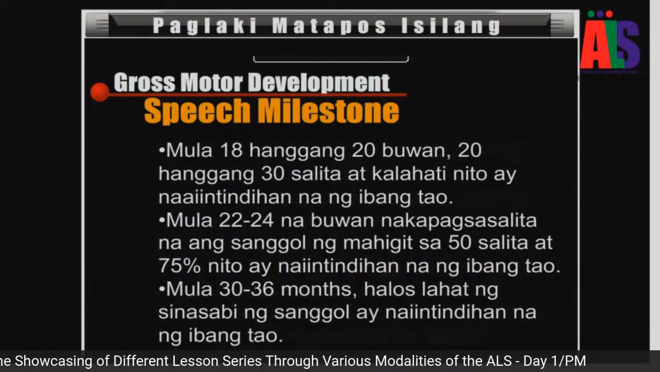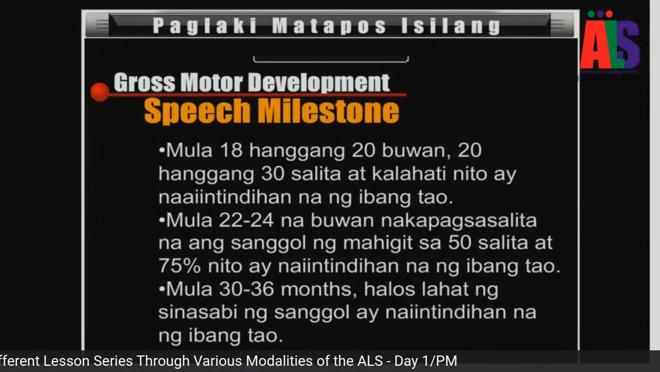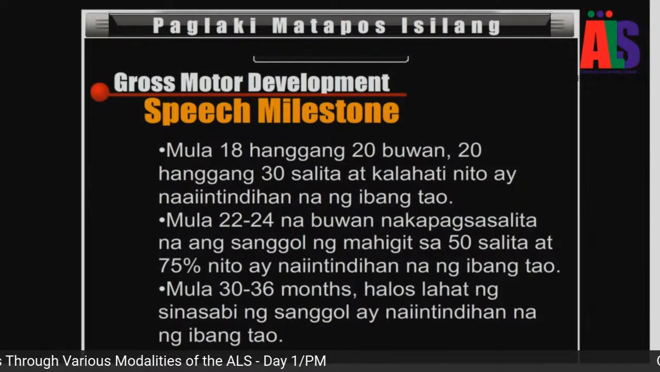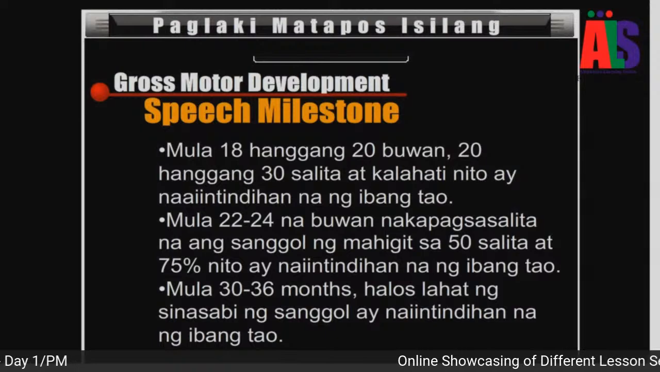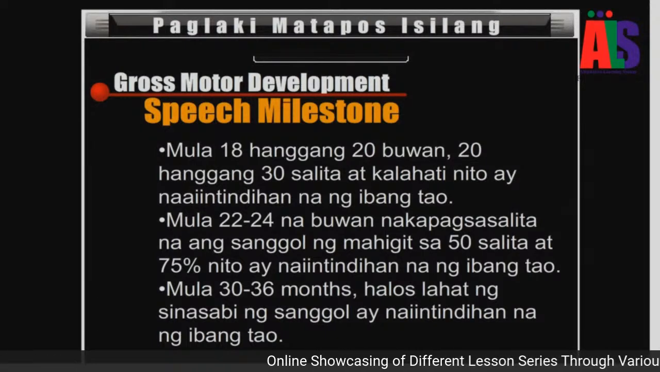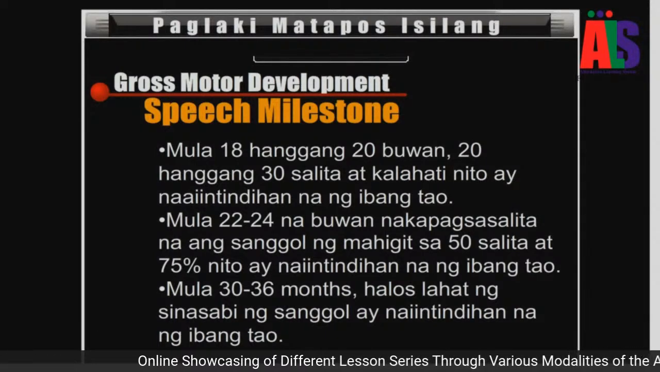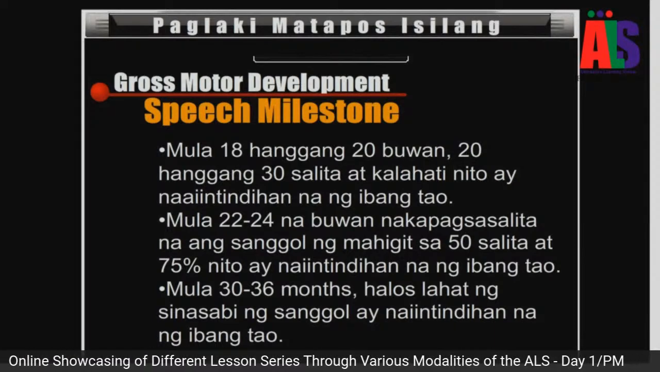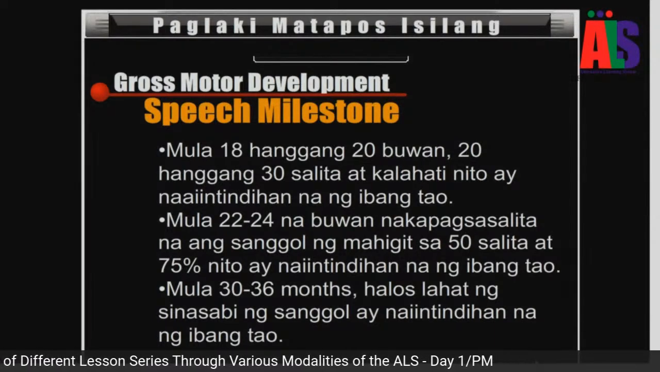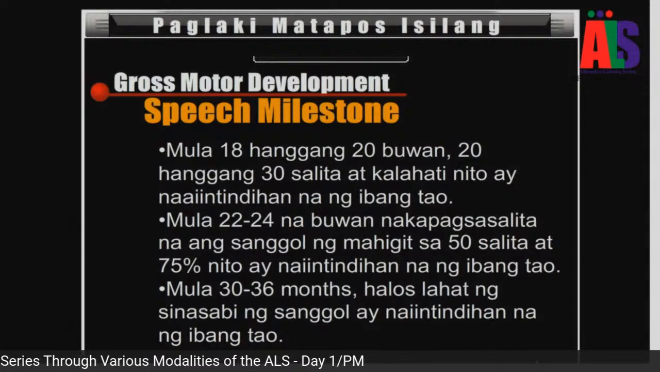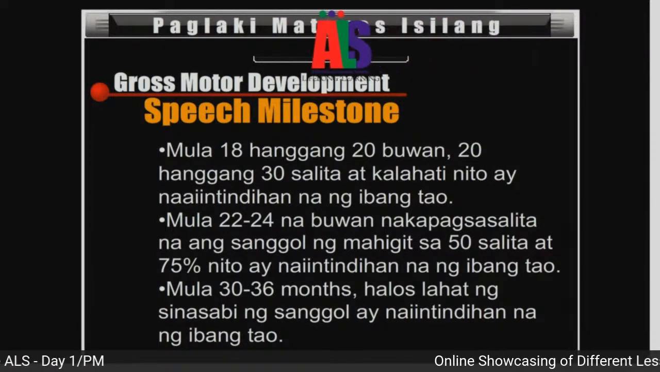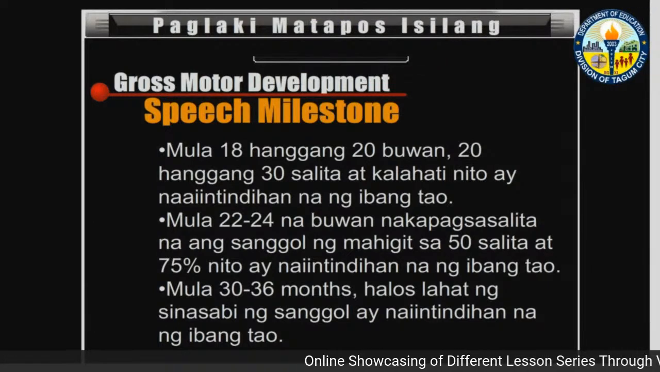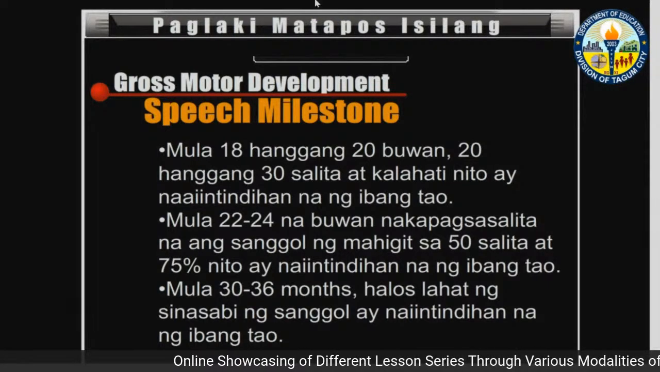Mula 18 hanggang 20 buwan, 20 hanggang 30 salita at kalahati nito ay naiintindihan na ng ibang tao. Mula 22 hanggang 24 na buwan, nakapagsasalita na ang sanggol ng mahigit sa 50 salita at 75% nito ay naiintindihan na ng ibang tao. Mula 30 hanggang 36 na buwan, halos lahat ng sinasabi ng sanggol ay naiintindihan na ng ibang tao.